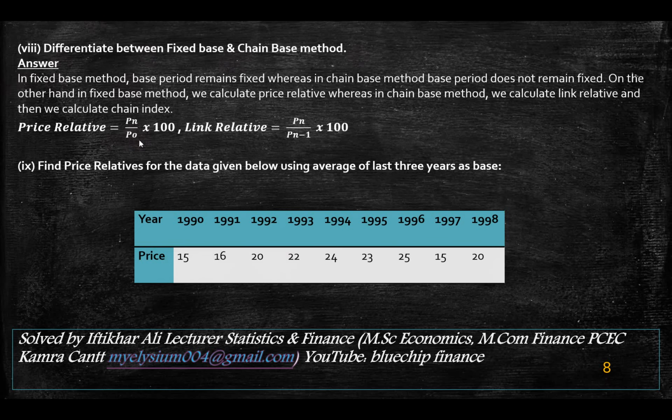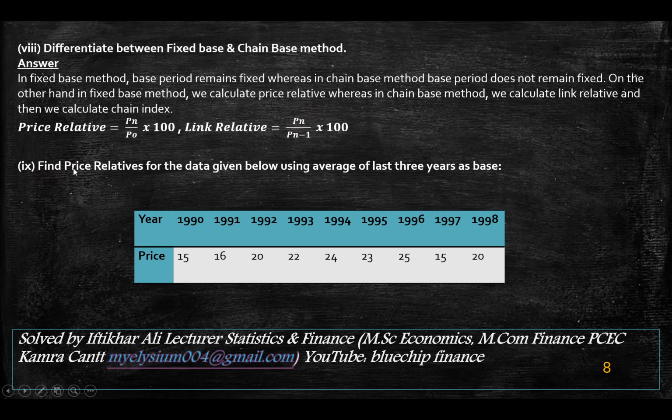First of all, we calculate link relatives. The link relative formula is Pn divided by Pn minus 1 multiplied by 100, where Pn stands for current price and Pn minus 1 stands for the previous time period price. After that, in a simple index number, we calculate the chain after the calculation of link relatives, whereas in a composite index number, we calculate the chain in 3 steps. First, we calculate link relatives. After that, we calculate the average, and in the third step, we calculate the chain index.